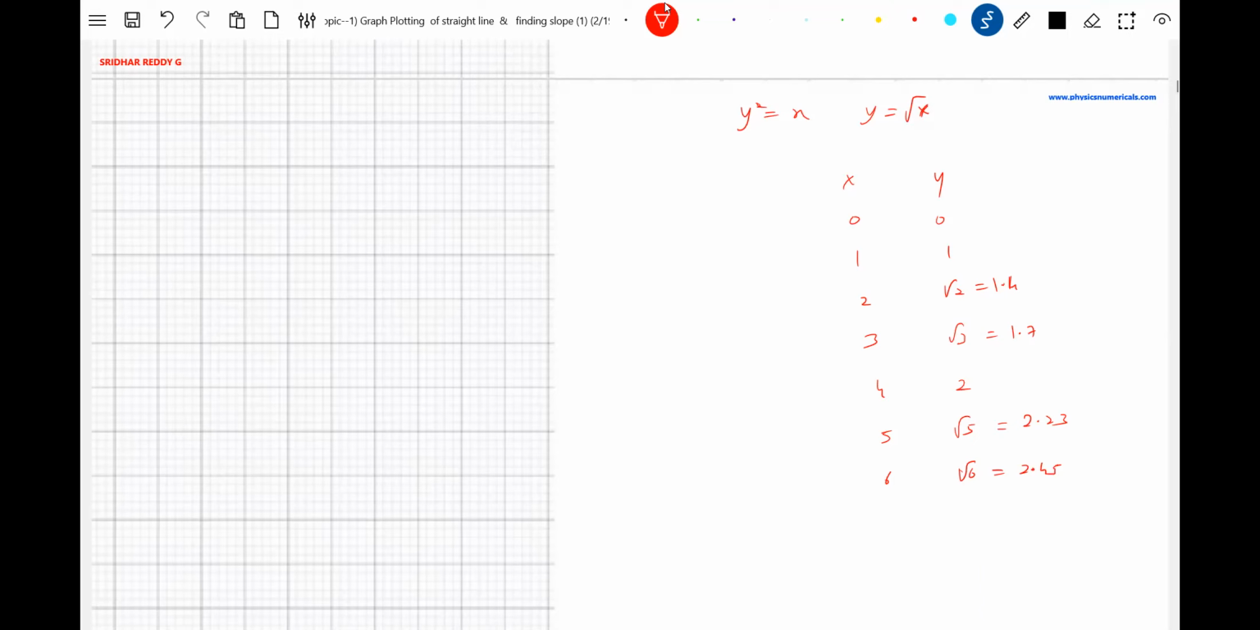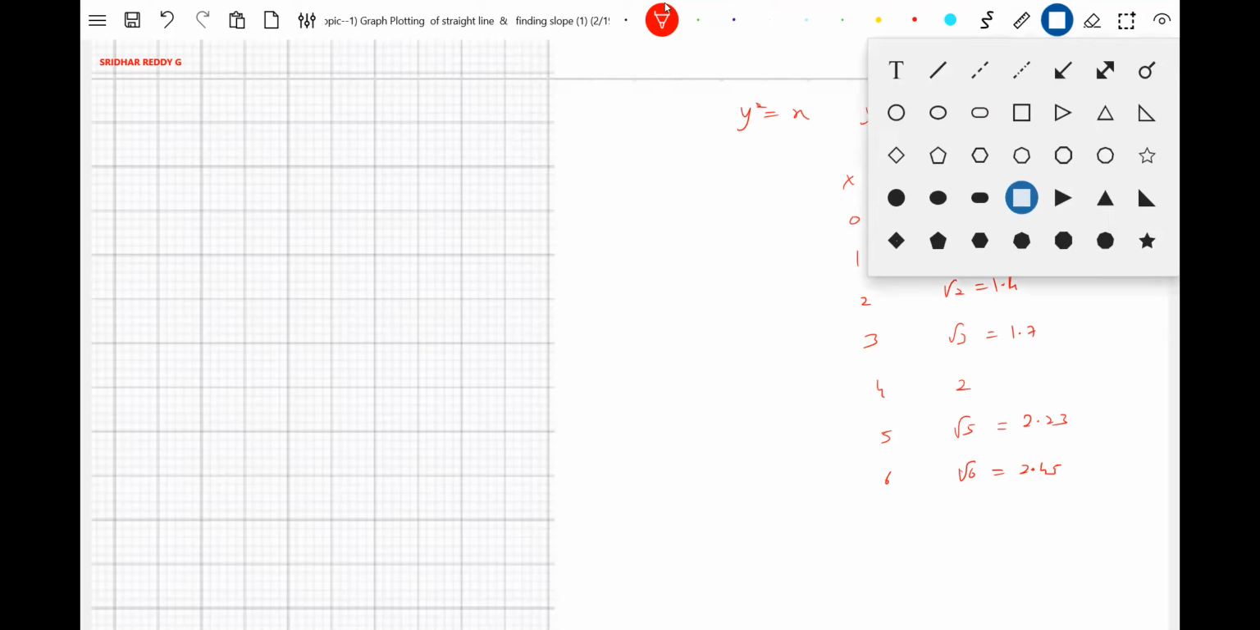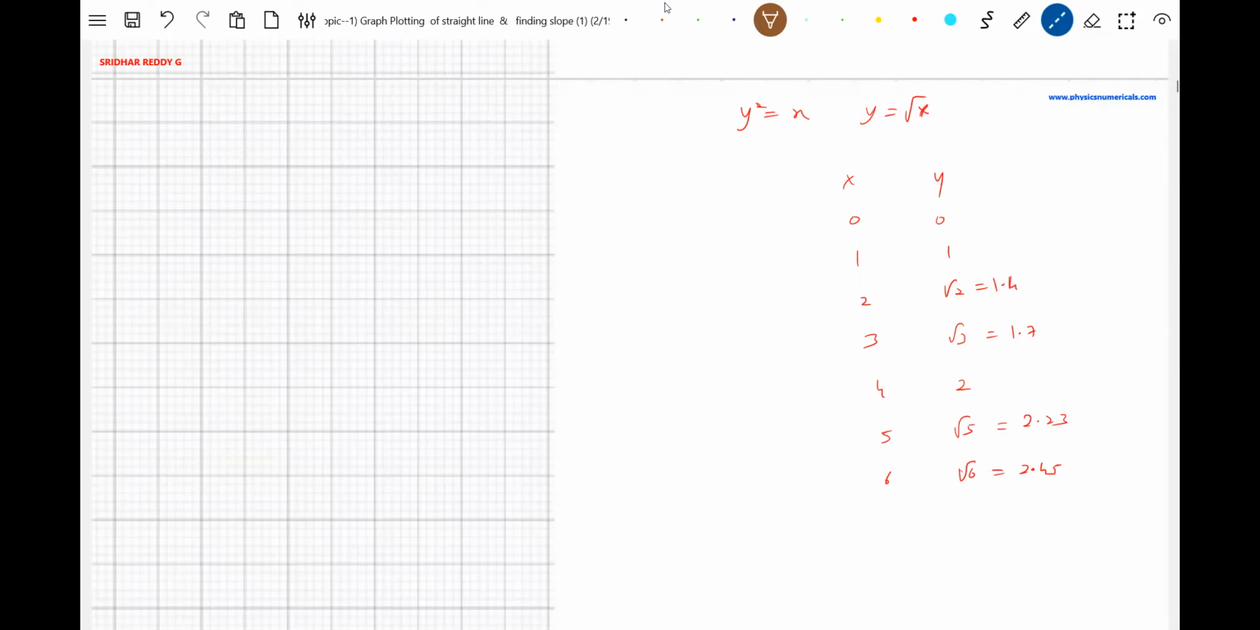Now, what we should do is plot the curve. For that, x equal to 0, 1, 2, 3, 4, 5, 6. What are the values of y? Let it be 0.5, 1, 1.5, 2, and 2.5.